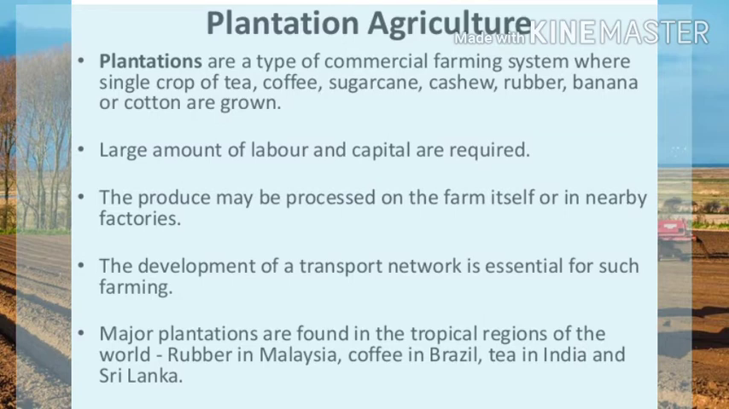If we talk about major plantations, these are found in the tropical regions of the world. For example, fruit and sugar plantations of the Caribbean and Latin America, cotton and tobacco in the southern US, groundnuts and cocoa in West Africa, cotton in Egypt, tea in India and Sri Lanka, and coffee in Brazil.